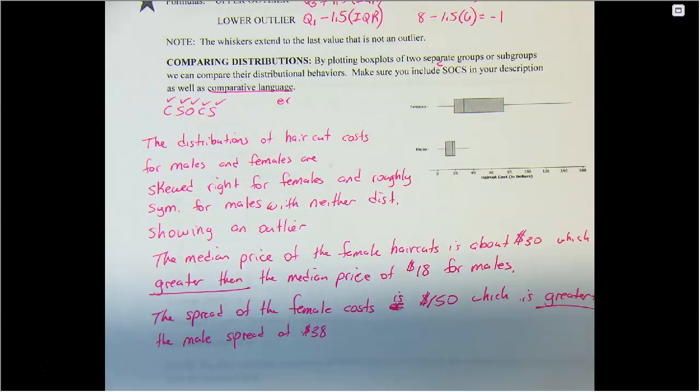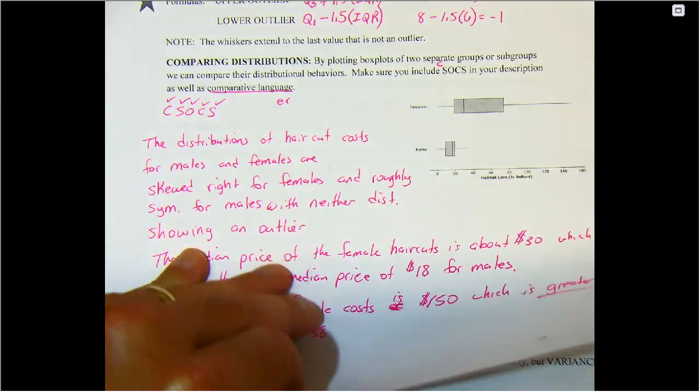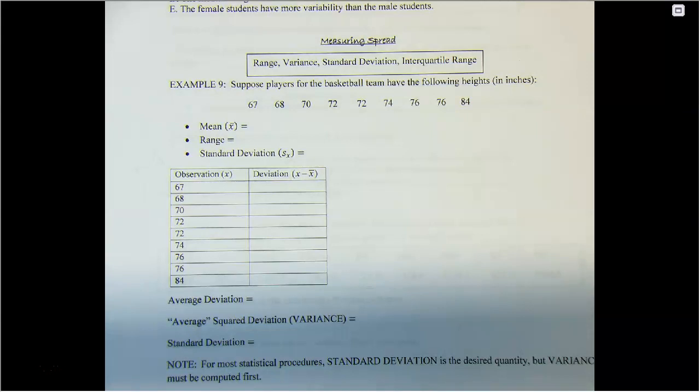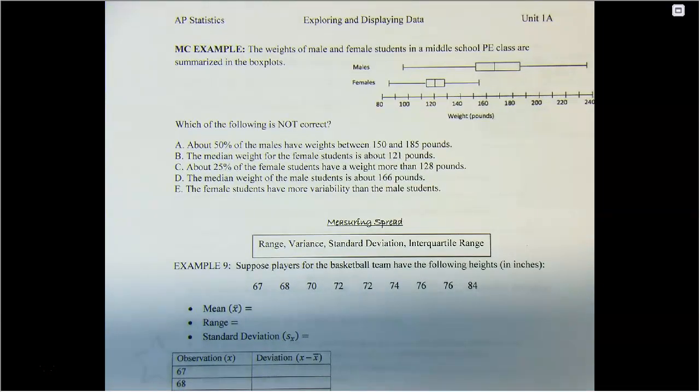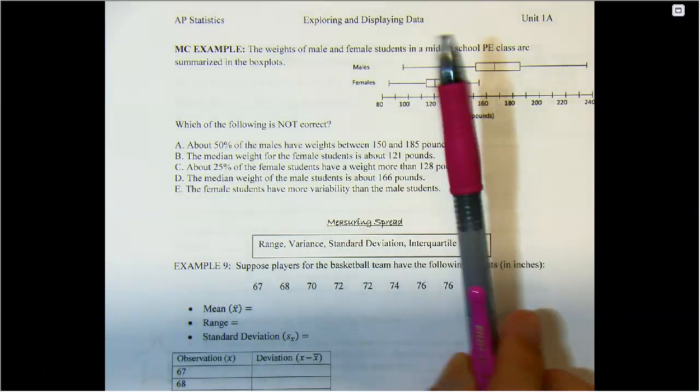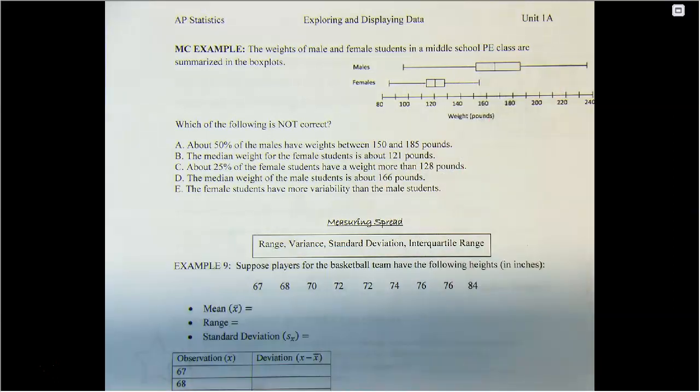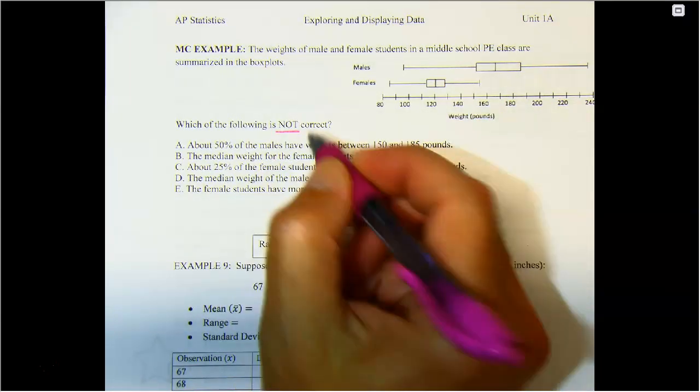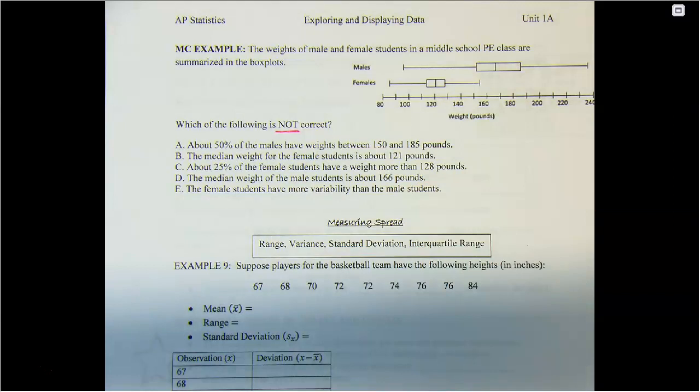All right. We'll go ahead and grab a question on page 11, and then we'll save variance for next week. So a multiple choice example. The weights of male and female students in middle school PE classes are summarized by the box plots. We have to figure out which of the following is not correct. Sometimes AP will flip it around. They're going to give you a bunch of true statements, and you have to figure out which one is wrong, versus typically you're looking for the true statement.